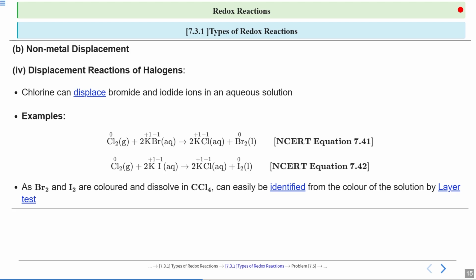If we have taken two solutions and in both we have reacted the solution with chlorine, how can we find out which one is the solution of KBr and which one is KI? This can only be differentiated on the basis of bromine and iodine, because they show different colors in the solution. The test by which we can get to their color is the layer test. So let's understand about the layer test.